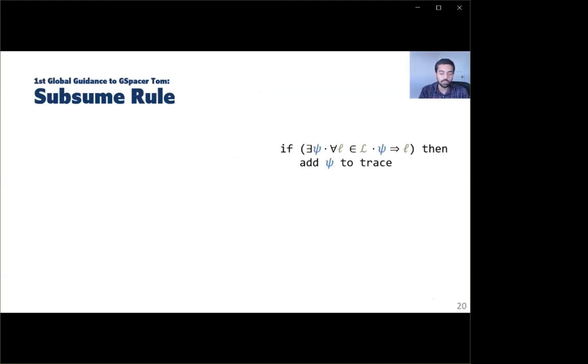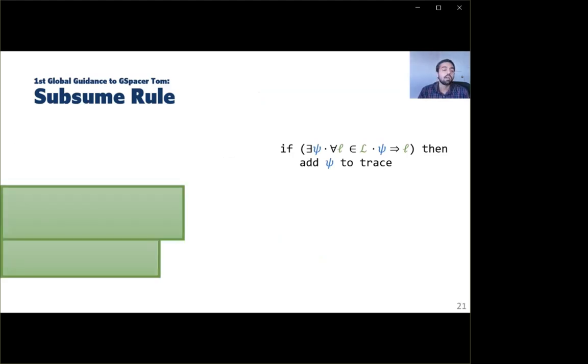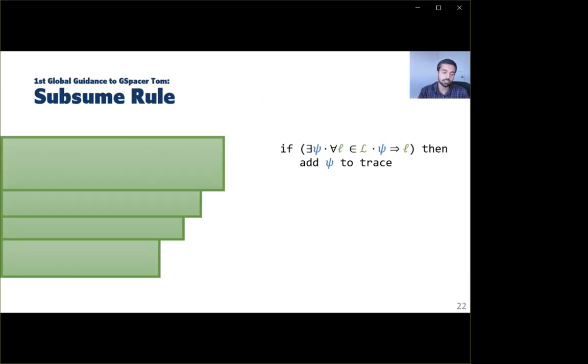The first rule is the subsume rule. It says that if you have a bunch of lemmas curly L such that you can generate a new lemma psi that subsumes each of the lemmas in your subset, then you can add psi to the trace. Just to get an idea, imagine that Spacer learns 2 green lemmas in some context, and after a few iterations, Spacer learns 2 more green lemmas.